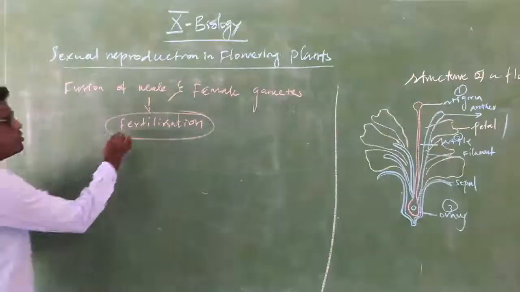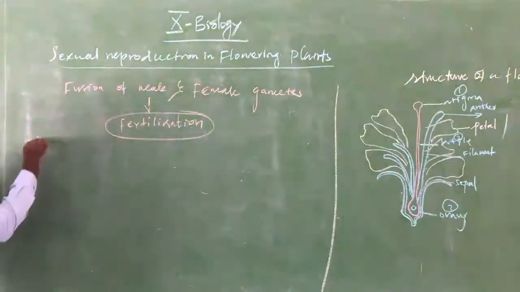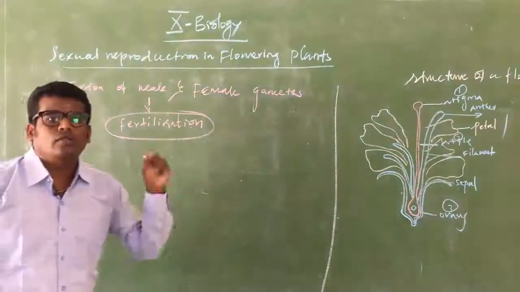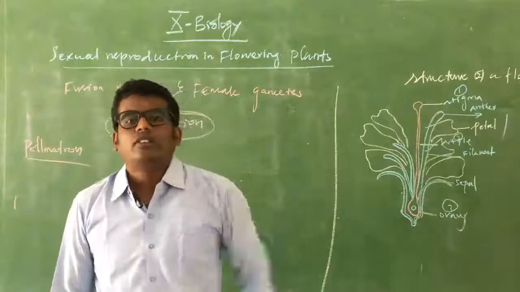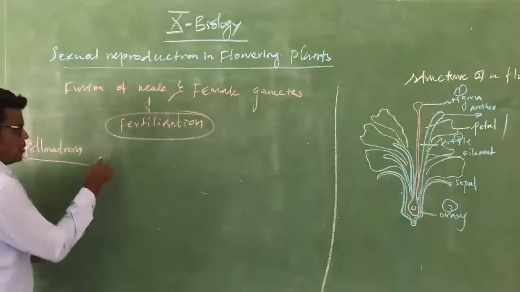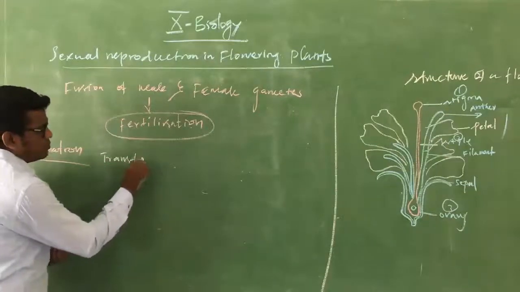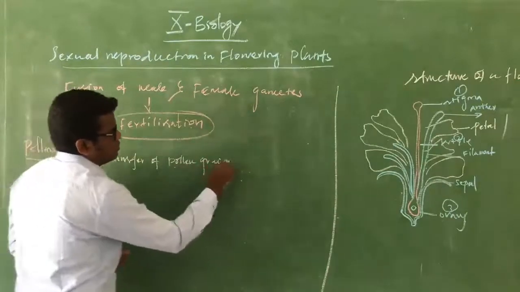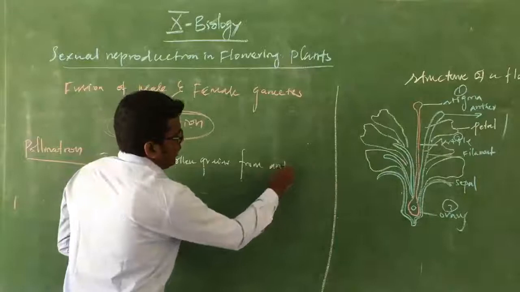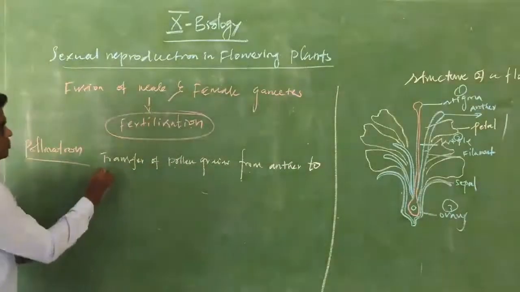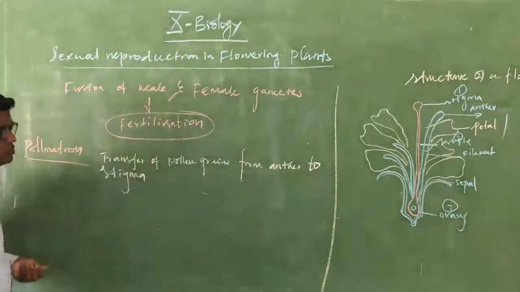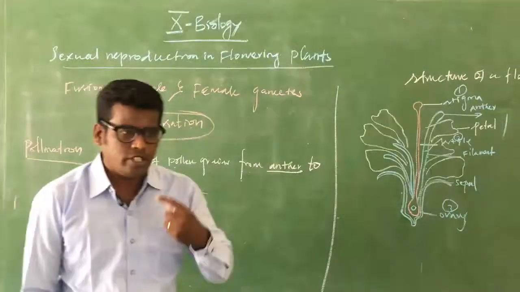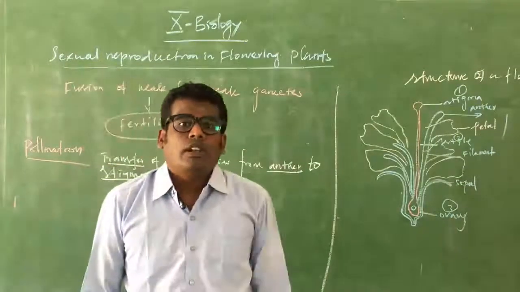Before fertilization, pollination should occur. Pollination is a process which occurs before fertilization. What is pollination? Pollination means the transfer of pollen grains from anther to stigma. The transfer of pollen grains from anther to stigma is the process called pollination.